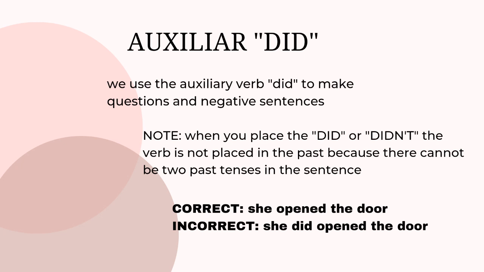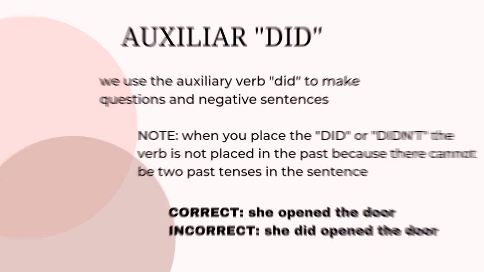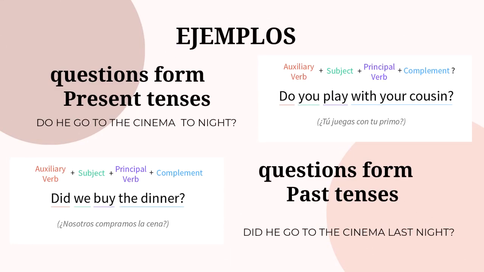Structure in interrogative form. The verb goes in the past after the subject. In interrogative and negative forms, the auxiliary do or does changes to did. Since did forms the past tense, then the main verb remains in the infinitive. Did not is contracted to didn't. Examples in question form in present and past so that they can compare it.